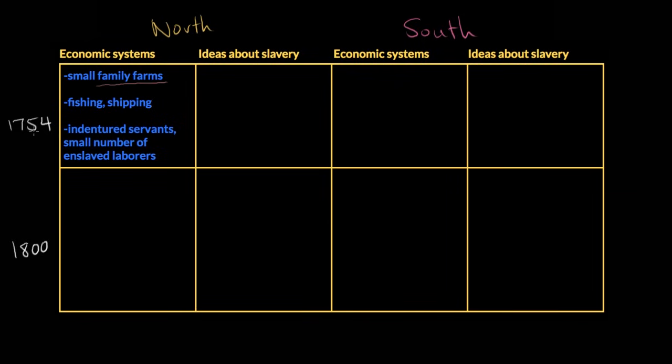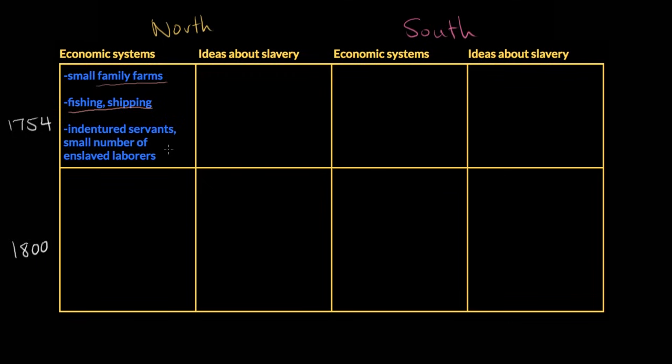Proximity to the coast facilitated fishing and shipping. And the people who actually did this work tended to be either the owners of the farms or the boats, or indentured servants, and a small number of enslaved laborers who worked for them. None of these activities really required the labor of a large number of enslaved people.